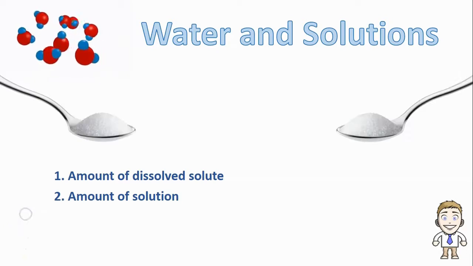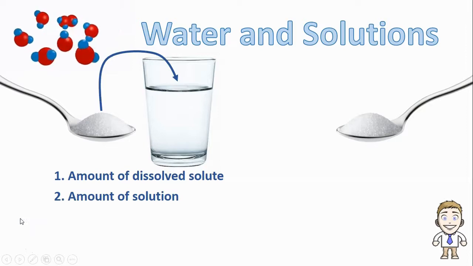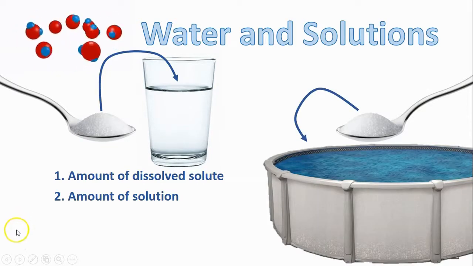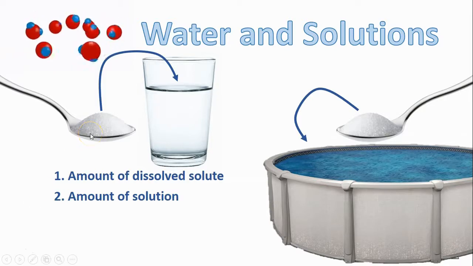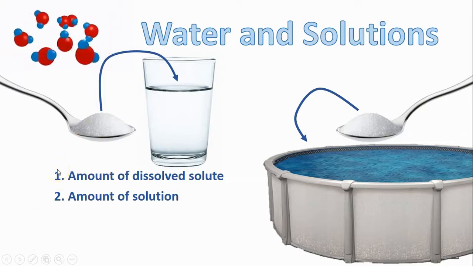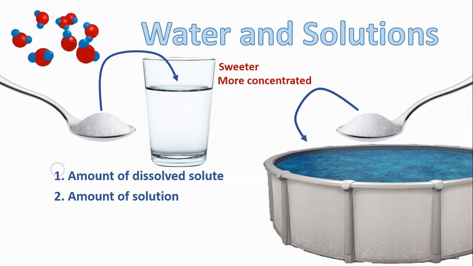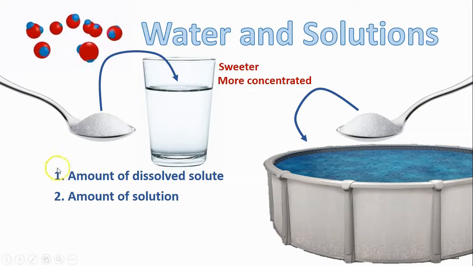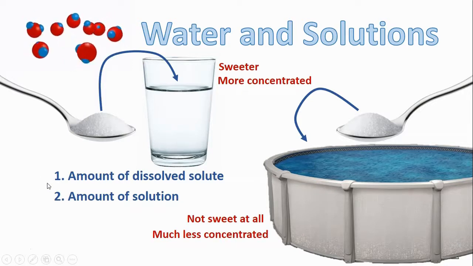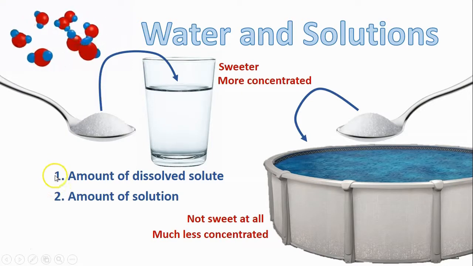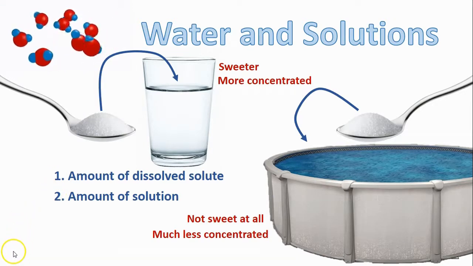I like to imagine 2 separate teaspoons of sugar. We add 1 teaspoon of sugar to a glass of water and the other teaspoon of sugar to an entire swimming pool. Our life experience tells us that even though these 2 solutions contain the exact same amount of solute, there's still going to be very different solutions. The glass of water is going to be much sweeter because it's much more concentrated, whereas the swimming pool probably wouldn't taste sweet at all because it's much less concentrated. This highlights the importance not only of the amount of dissolved solute, but the amount of solution it's dissolved in.